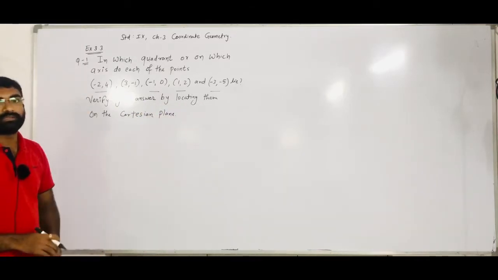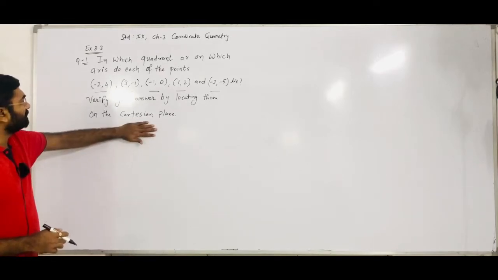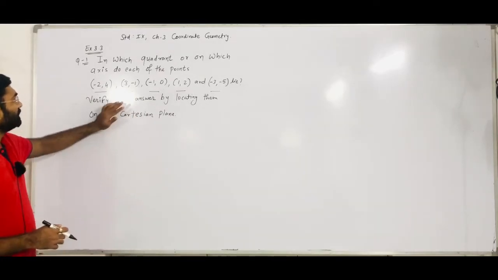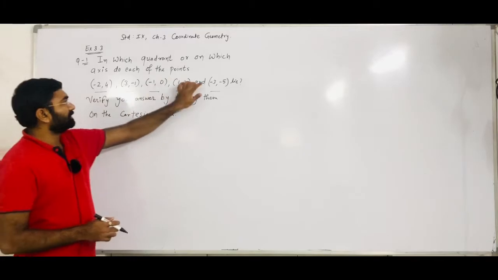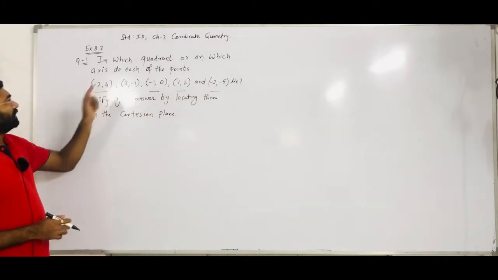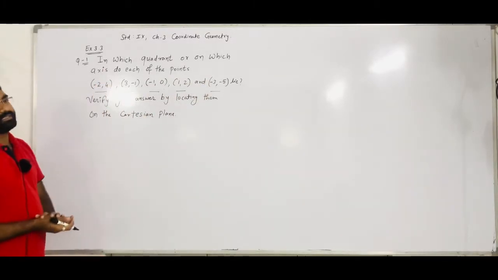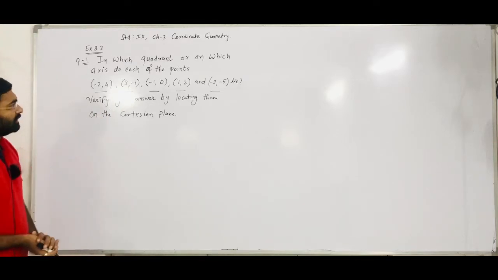So we have to represent the graph. Because in a Cartesian plane, on the XY plane, we have to represent all these points, and verify in which quadrant or on which axis each lies. That is what we have to do.